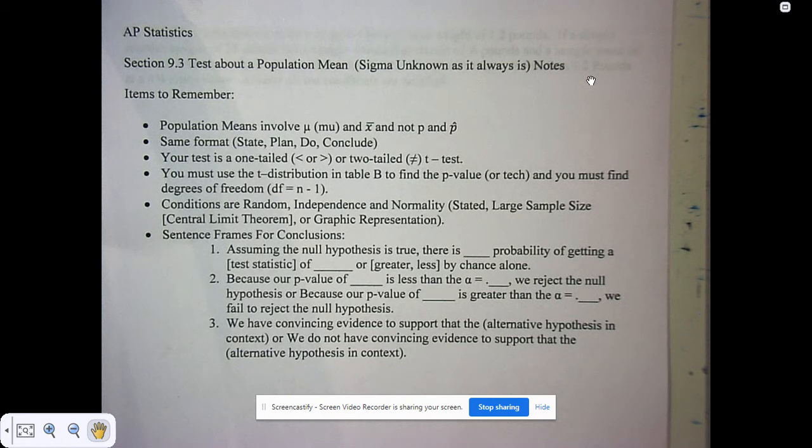It is a t-test. It's two-tailed if the alternative is not equal to, and we're talking about the null hypothesis. And if it's less than or greater than, then it's a one-tailed test. You must use the t-distribution in table B to find the p-value, or you can use your calculator, and you must find the degrees of freedom. Degrees of freedom are always going to be your sample size minus 1.